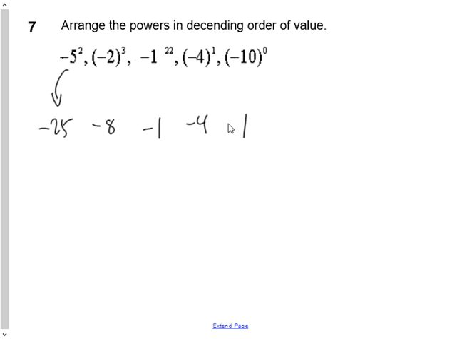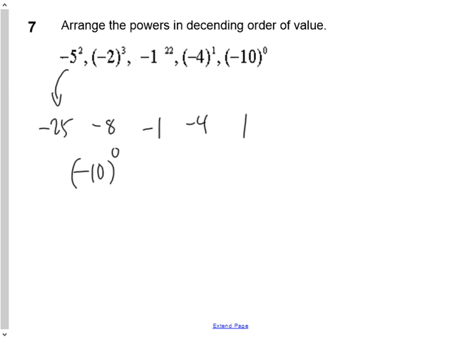Oh, that's interesting. Oh, that's why we did it, right. So once you have those written, what you need to do is reorder them in descending order, starting with the largest number. The largest number of those is negative 10 to the 0. That is your largest number.